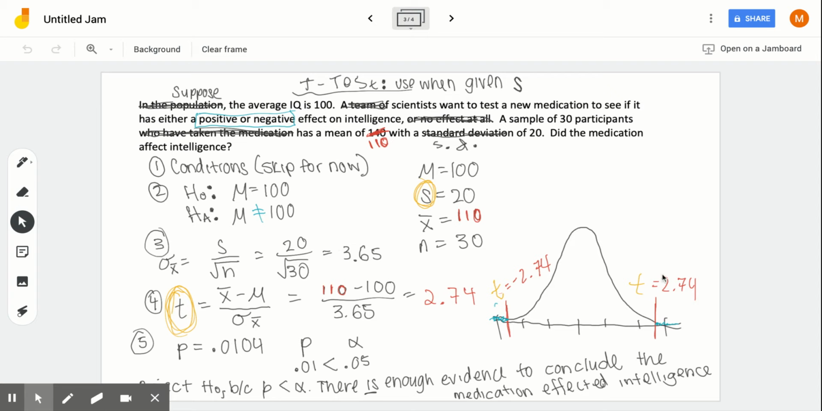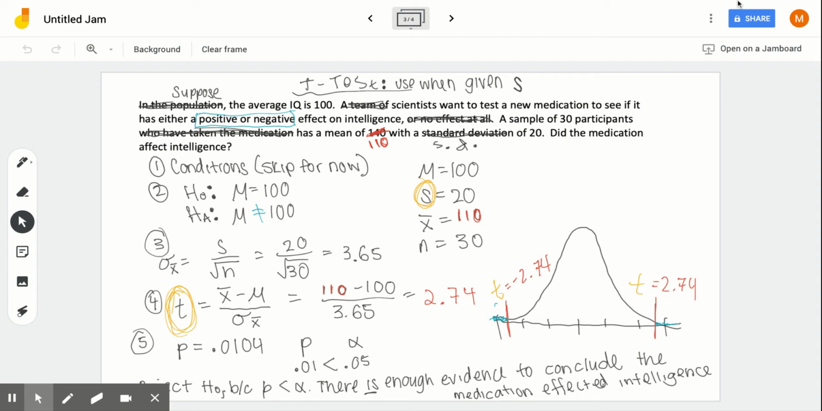It's just when you write it and when you draw it on your picture, you're going to use T. So in my drawing, what I've done is I first put this line here, the positive 2.74, and then I noticed I had a not equal to sign, which means you need to shade both tails. So I went ahead and put the negative version of the T score over here, and I shaded both sides.